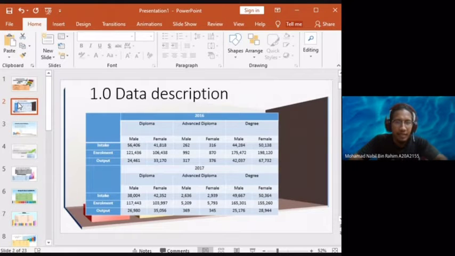Okay, this is the data description. This is the number for diploma, advanced diploma and degree for year 2016 and 2017. The data is for the intake, enrollment and output.